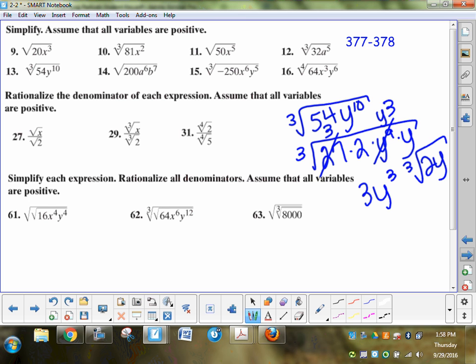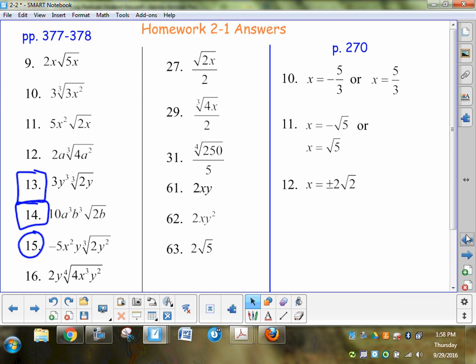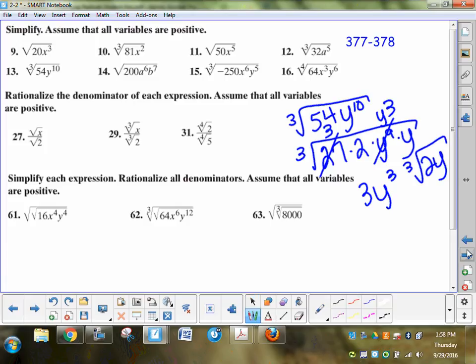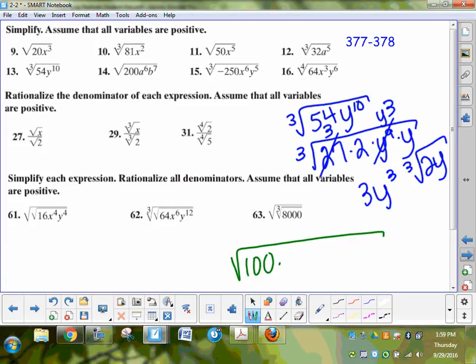And the other one we had a question on was 14? Is that right? All right, so for 14, I break that up into 100 times 2 times a to the 6th. That's a perfect square. B to the 7th is not a perfect square. How do I want to break that up? Perfect. That's great. B to the 6th times b. This, a to the 3rd. This, b to the 3rd.